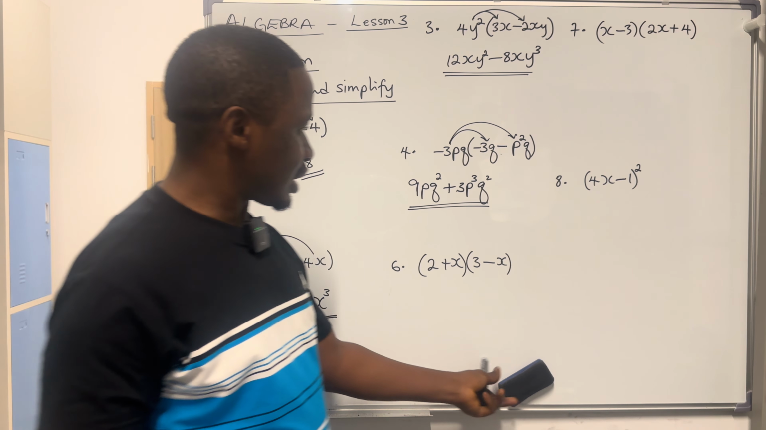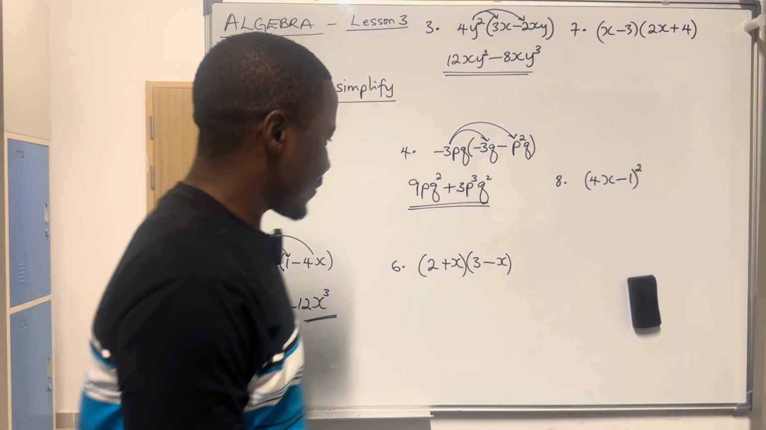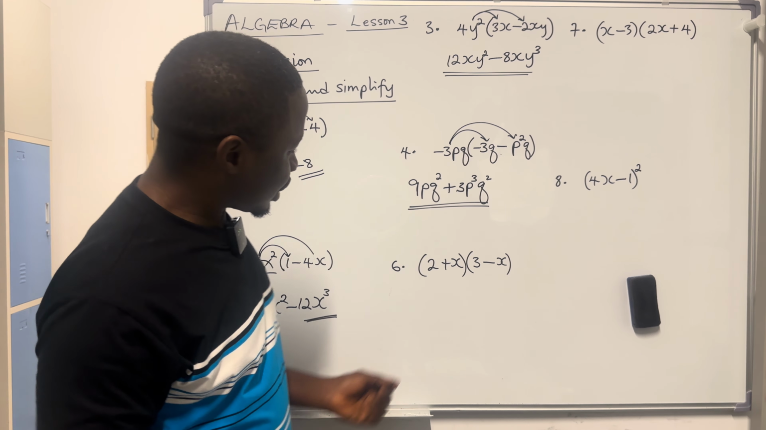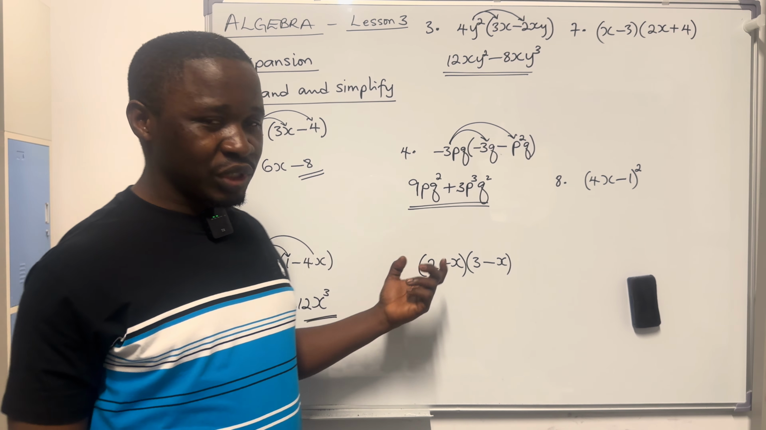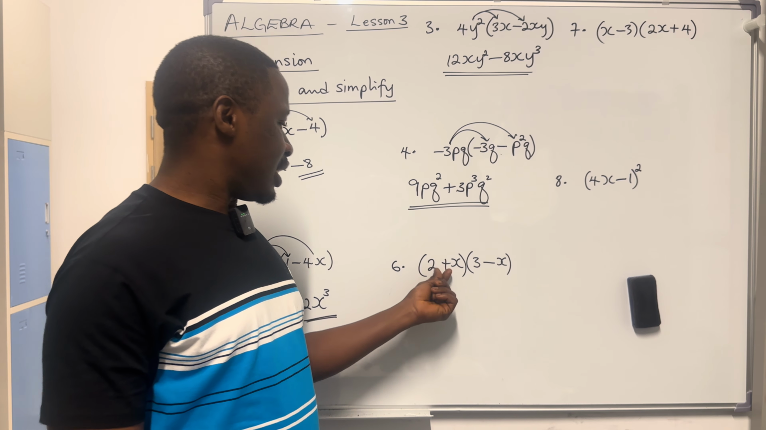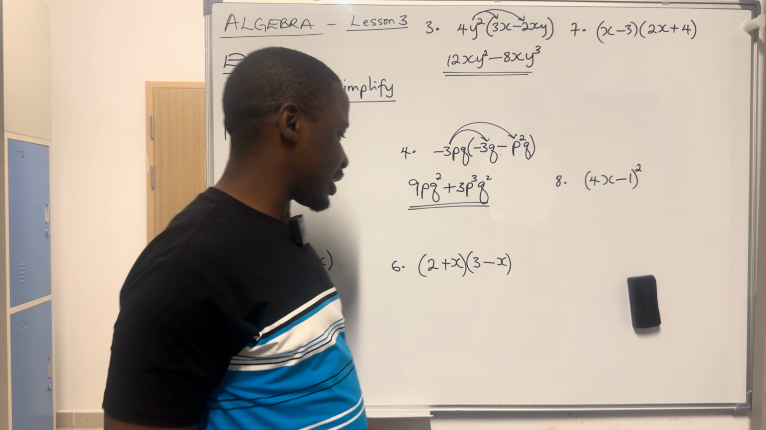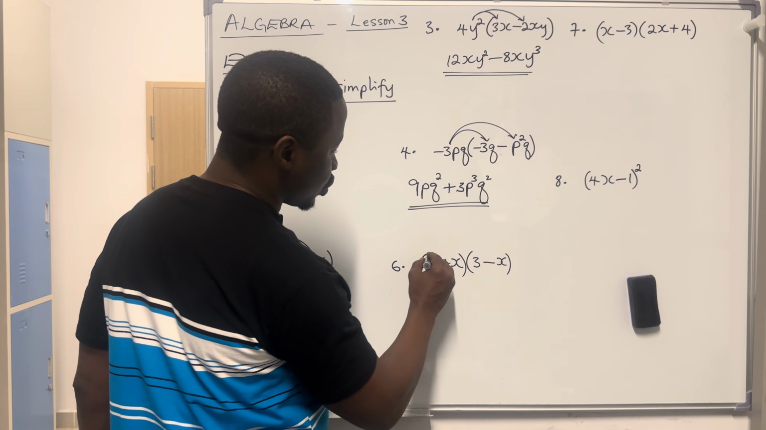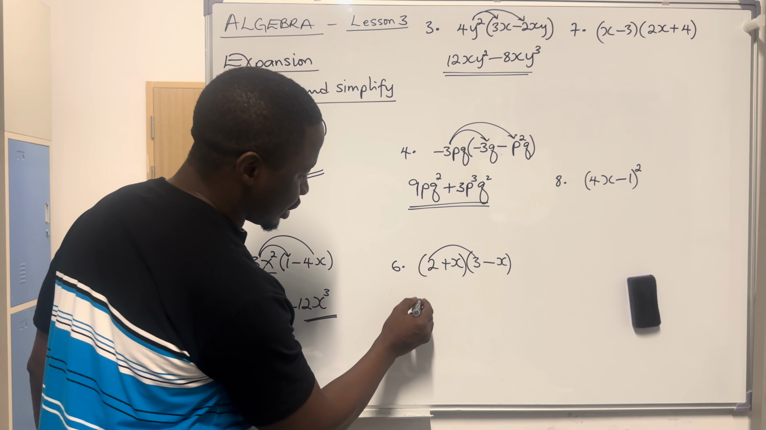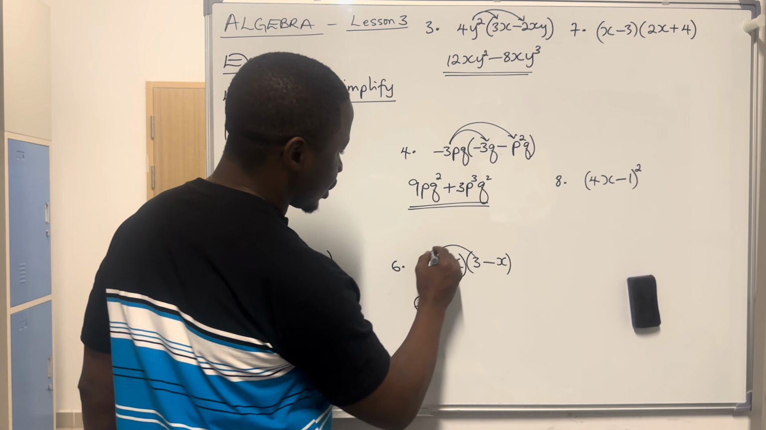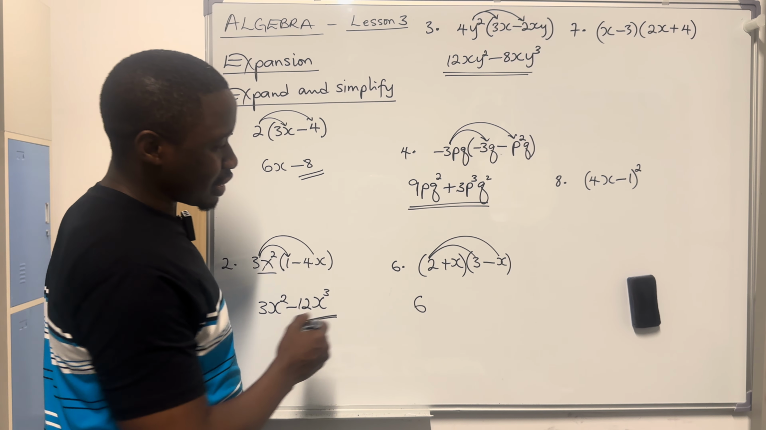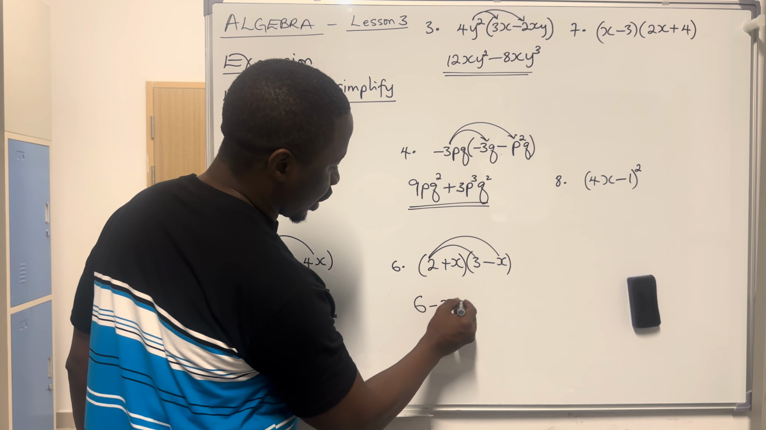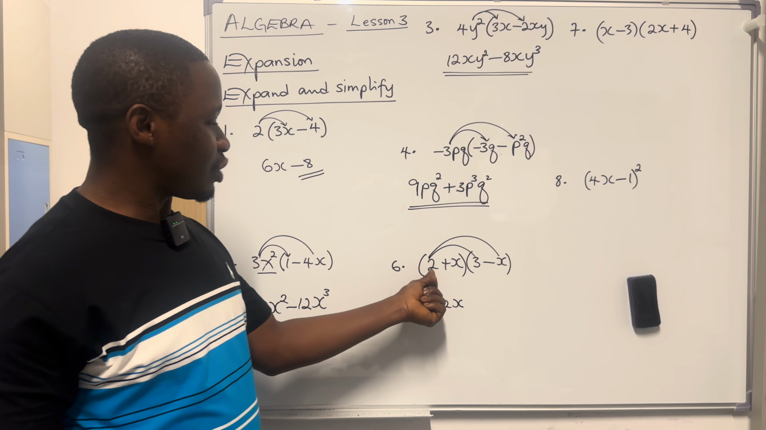Now, this case is different. Here we have two sets of brackets. This multiplies this bracket. So what do we do? We start with these two. 2 times 3 is 6. 2 times minus x is minus 2x. We are done with 2. It is time to consider x.